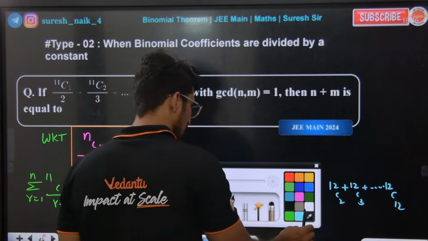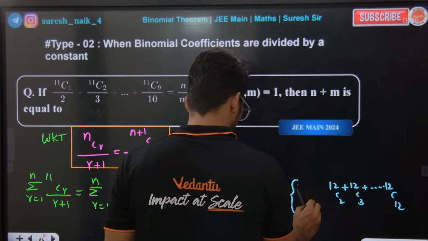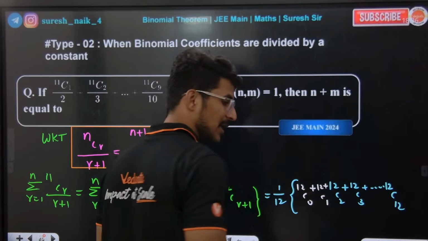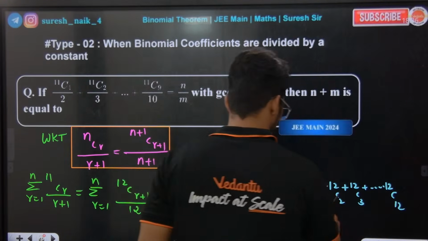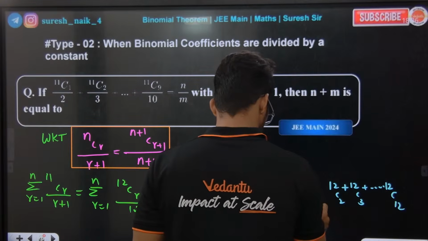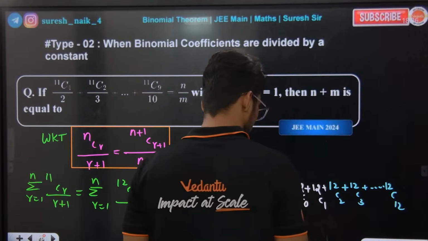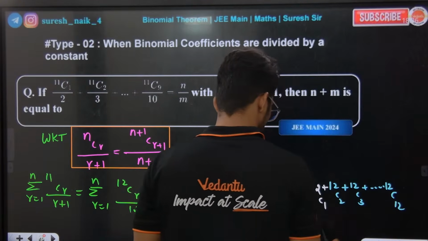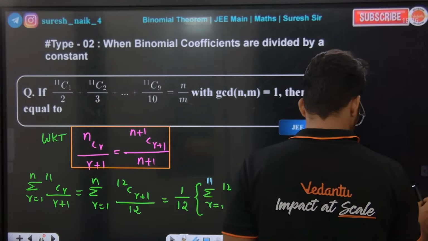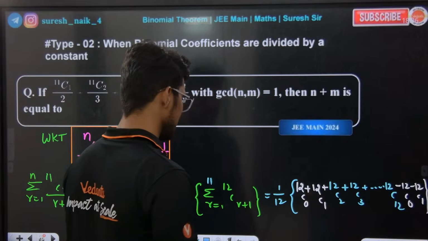But now let me add 12c0, let me add 12c0 and 12c1 (12c0 plus 12c1). Okay, and subtract 12c0 and 12c1. Are you understanding or not?